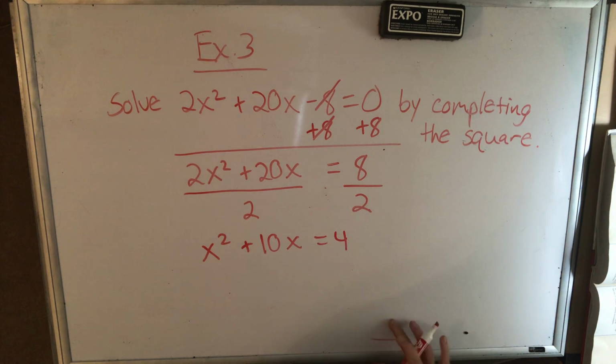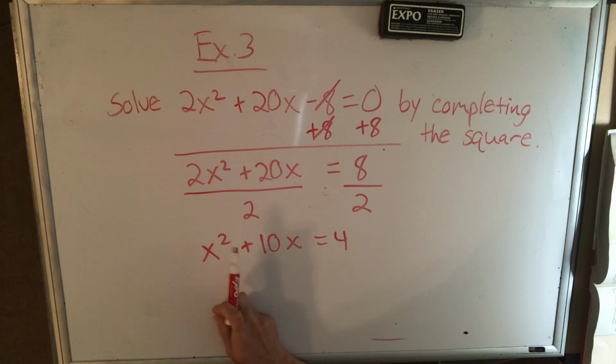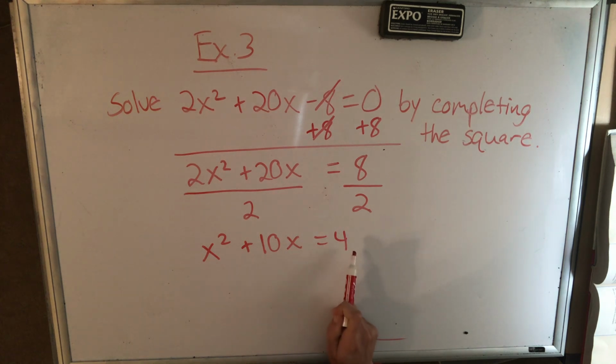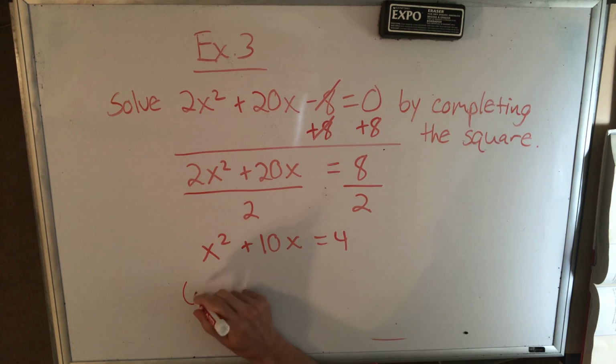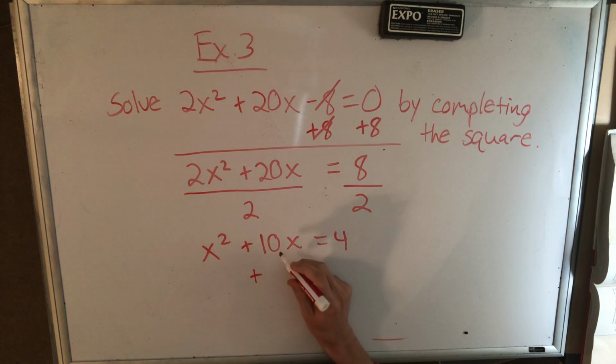Now we're ready to complete the square because we have a variable squared term not multiplied by a number, a variable term, and then equals a constant. So just like in example 2, we take half of the coefficient of the variable term, so half of positive 10, which is positive 5, and then we're going to add 5 squared to both sides.